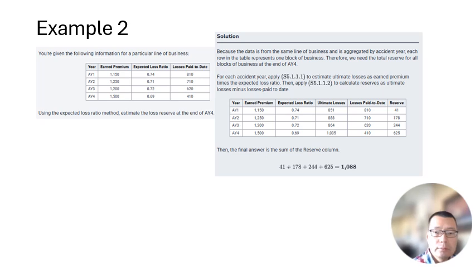After you get the ultimate losses for each accident year, you also have the information for loss paid to date. Then you use ultimate losses minus losses paid to date, and you get the reserve for each year. Then the final answer is the sum of the reserve column. So it's 41 plus 178 plus 244 plus 625, which is equal to 1,088.